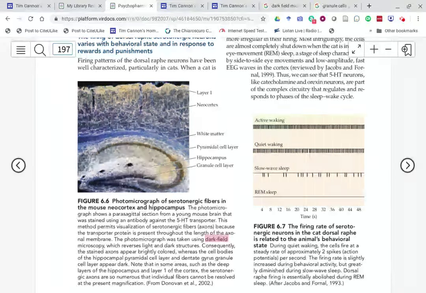And here we are in the hippocampus, which is very folded up. And look at how dark this area is. There's your pyramidal cells, like nothing. And here's your granule cell layer, nothing. But the rest of the hippocampus gets pretty good innervation.